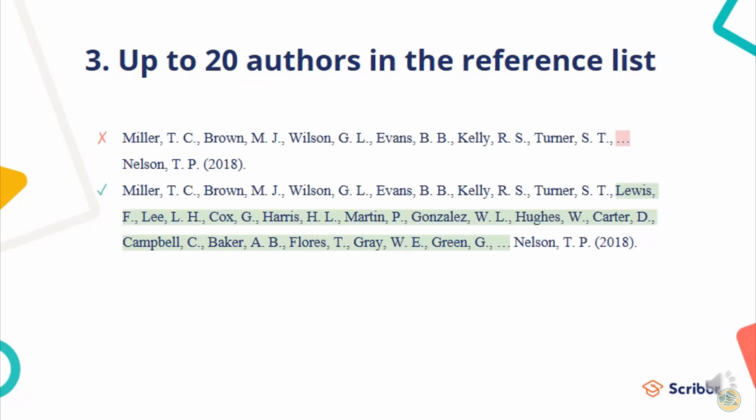Surnames and initials for up to 20 authors instead of only 7 should be provided in the reference list. If a source is authored by more than 20 authors, only the first 19 authors and the last author are included. In between the 19th and the last author, you place ellipses to indicate that the names are omitted.